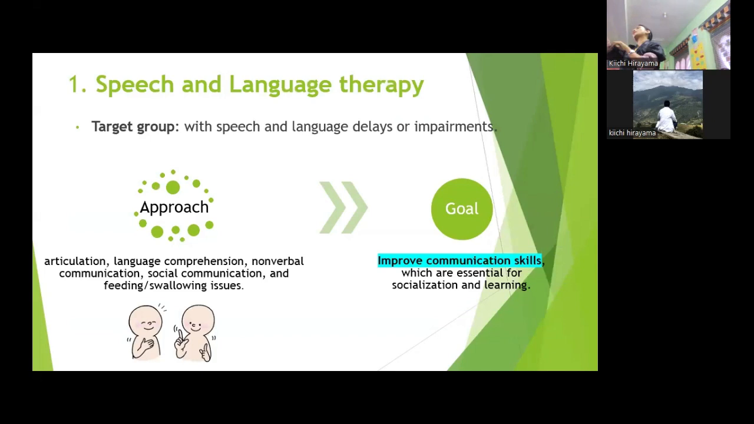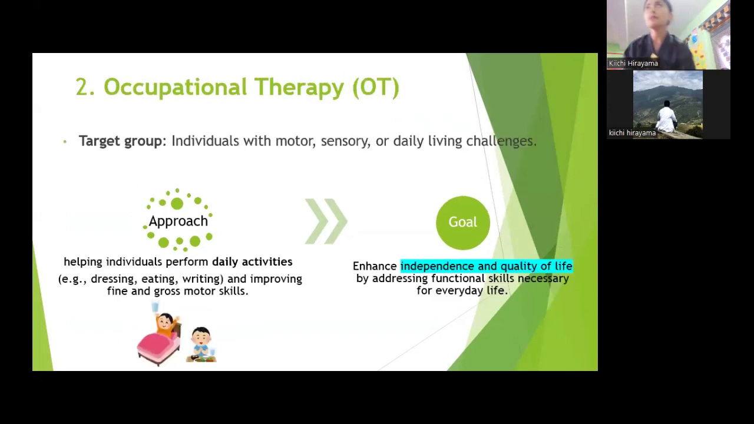Speech and language therapy targets the group with speech and language delay or impairment. They usually work on articulation, language comprehension, verbal communication, social communication, and feeding and swallowing. Occupational therapy is for individuals with motor, sensory, or daily challenges. They help individuals with dressing, writing, and improving fine and gross motor skills.